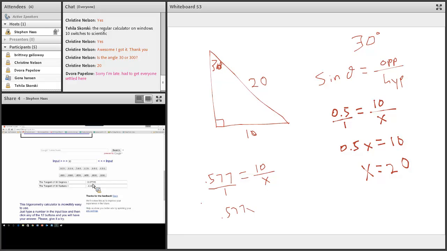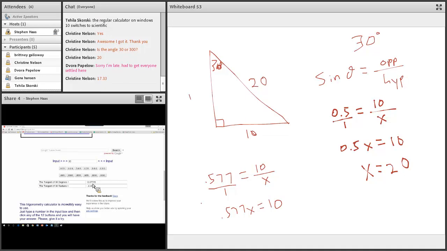0.577x equals 10. And what's 10 divided by 0.577? Well, I'm going to do it on my calculator over here. 10 divided by 0.577 is approximately 17.33. Okay, so we'll call this 17.33. Good. And of course, if we were using the cosine ratio, we'd get the same thing.